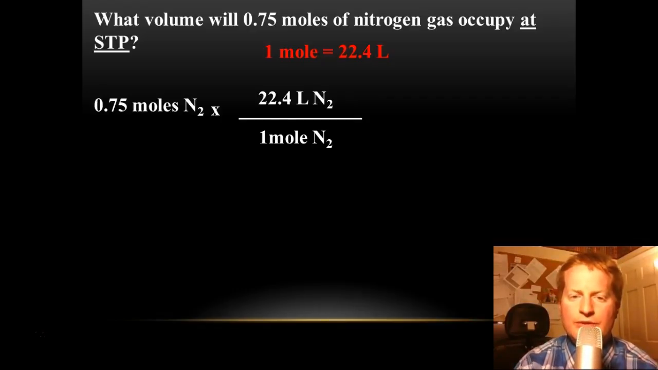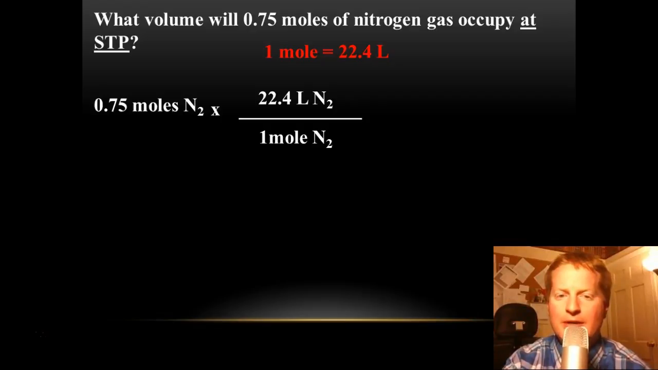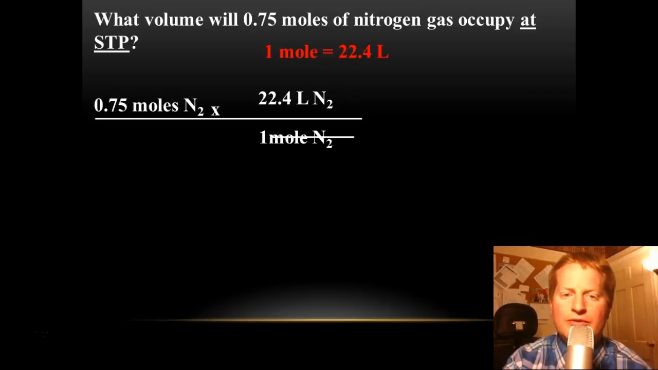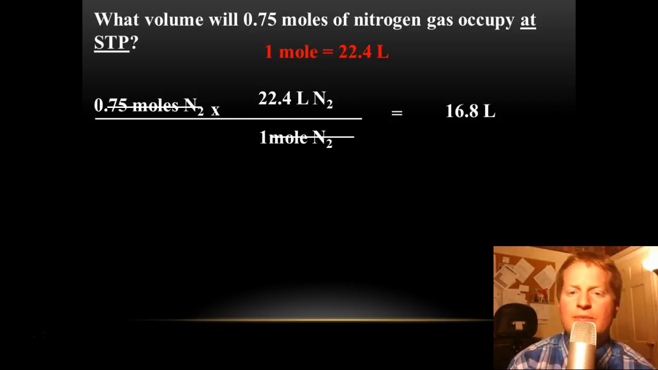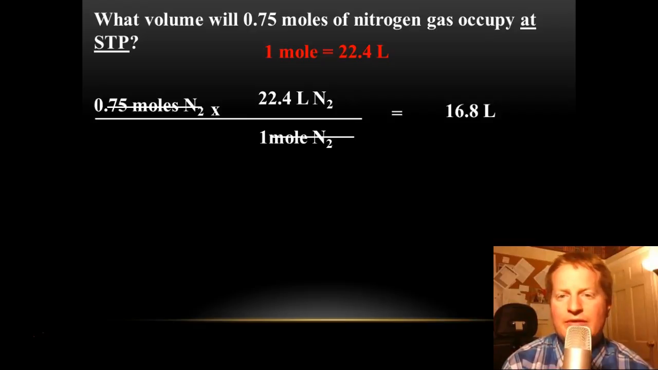Now we double check that we set it up correctly. Our units on top and bottom should cancel. So moles of N2 cancel with moles of N2. Okay, we did that correctly. Don't cancel the number though, the number's still there. Then I take my 0.75 times 22.4, and we're left in liters now, so that's the units we're going to get in the end. And so we have 16.8 liters. So in other words, 0.75 moles of nitrogen gas occupy 16.8 liters of space at STP.